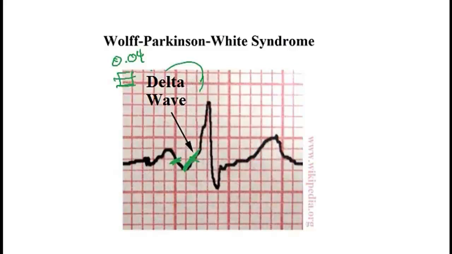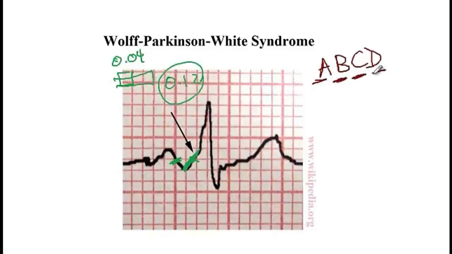Now, the medications that are contraindicated in these patients include the same medications that we were using for atrial fibrillation. So for atrial fibrillation, I said A, B, C, D. We use beta blockers, calcium channel blockers, and digoxin, all of which decrease conduction through the AV node.